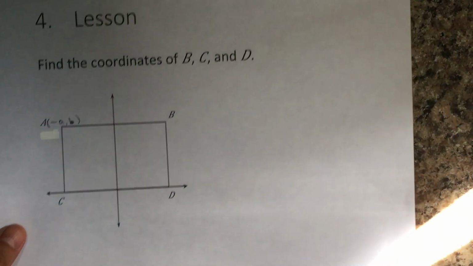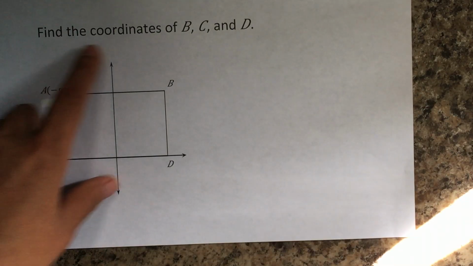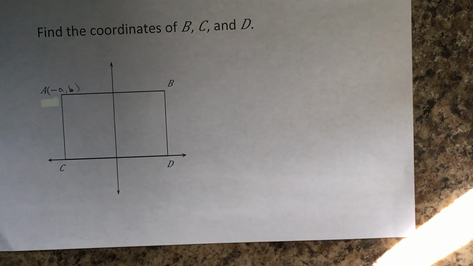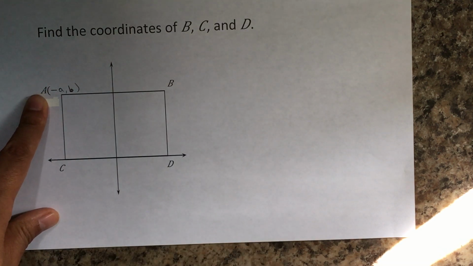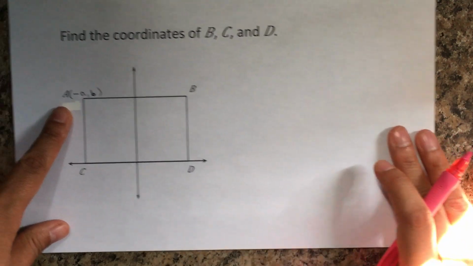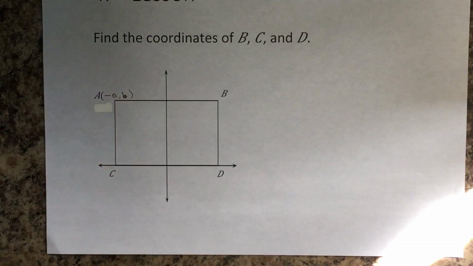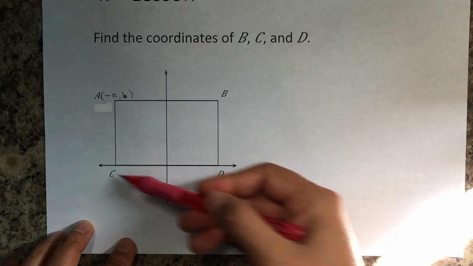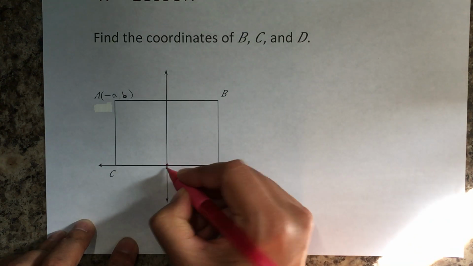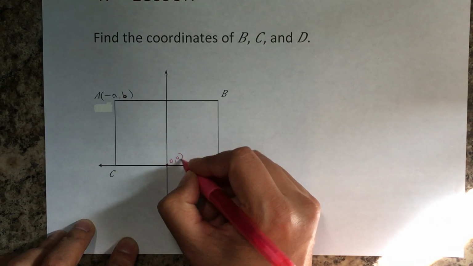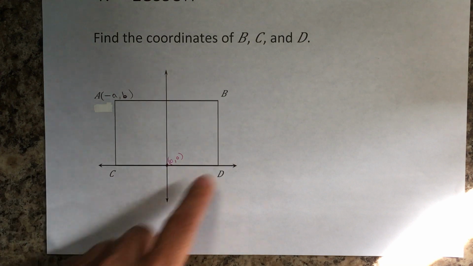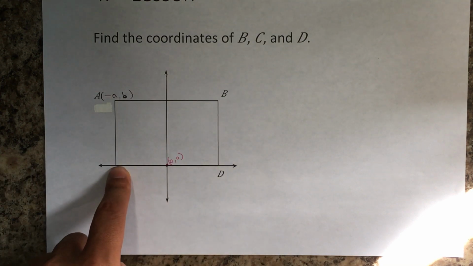Okay, let's try another example. Find the coordinates of B, C, and D. They're giving us already point A, which is negative A, B. Notice that now the coordinate plane is right here. So this is my origin. This is where the two axes meet, the y-axis and the x-axis.